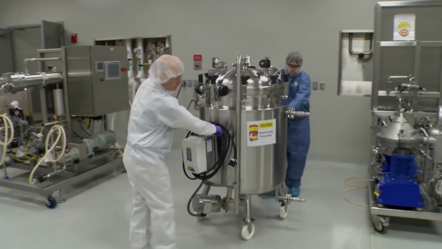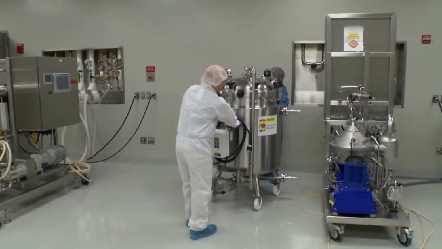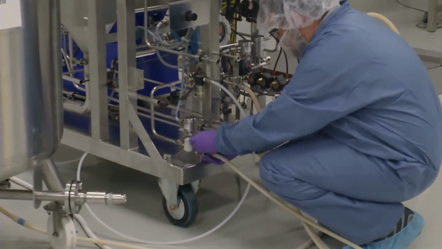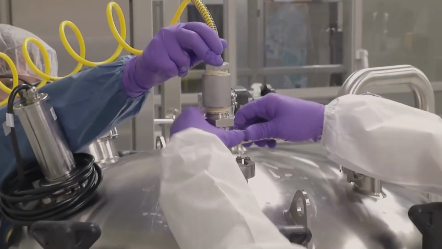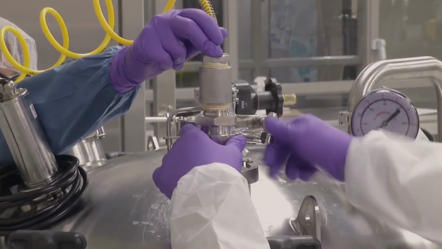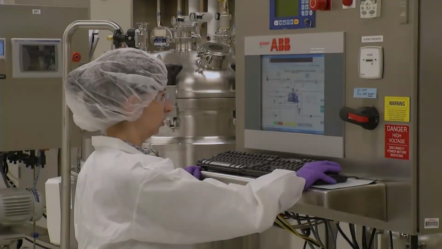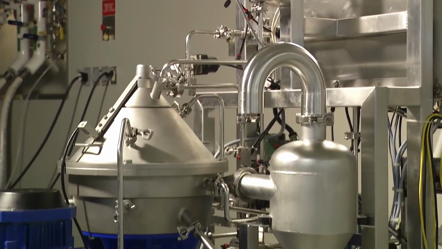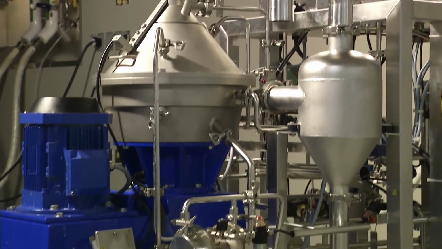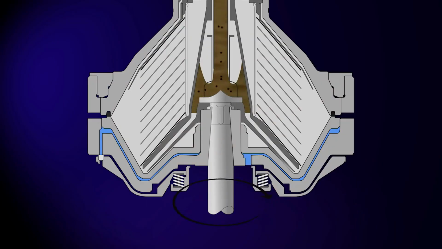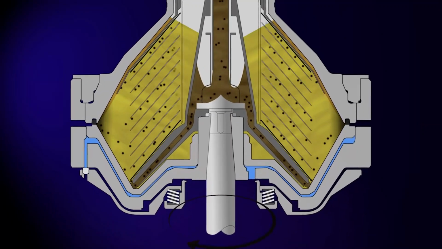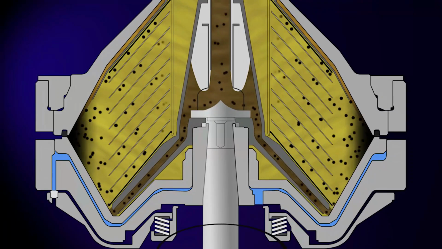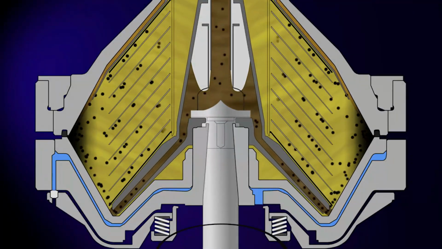GFP recovery begins with the arrival of the broth tank. A sterile hose is run from the broth tank to the disc stack centrifuge, and the tank is pressurized to drive the broth into the centrifuge. After the centrifuge has reached a stable running speed, the inlet valve is opened and broth enters the bowl. The centrifugal force of the rotation forces the denser material, the solids, to the sides of the bowl, much like the spin cycle on your clothes washer, while the liquid flows through and out of the centrifuge.